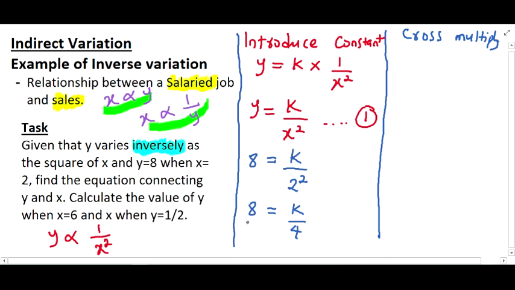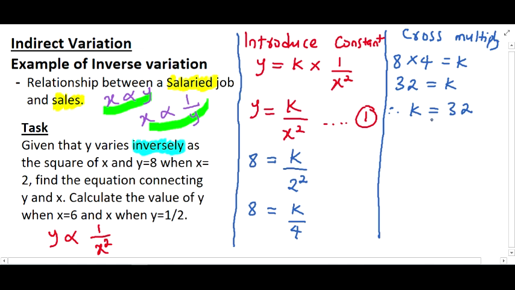And I hope you know every number is over 1 of itself. So if I had chosen to say over 1, it doesn't change anything here. So it means that 8 times 4 equal to k. k is just on its own. So 8 times 4 is giving us about 32, right? And then here we'll have k. So therefore, our constant k is 32.